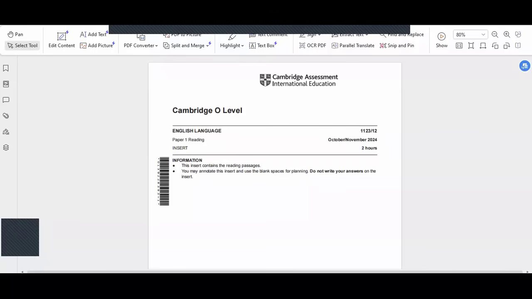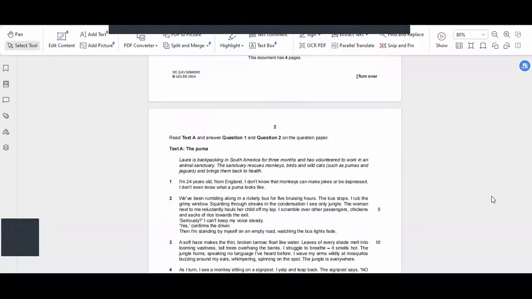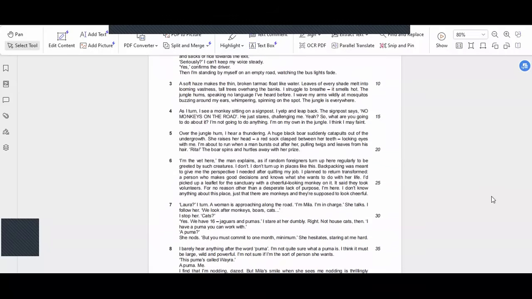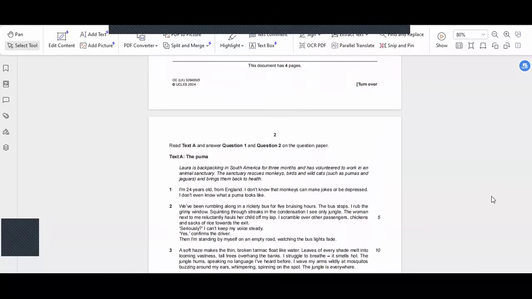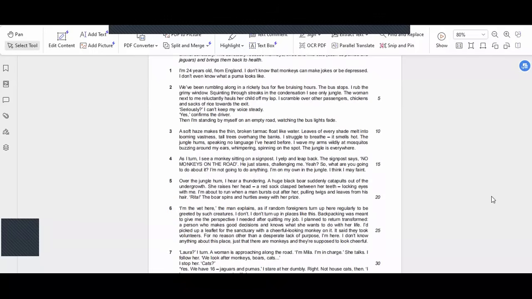As we all are well aware, when we sit for our Paper 1, we will be given two documents. Number one, the insert, which is being shown on my screen. This insert will contain two texts, Text A and Text B. While we will be reading Text A, we are required to answer Question 1 and Question 2. This is the comprehension part.